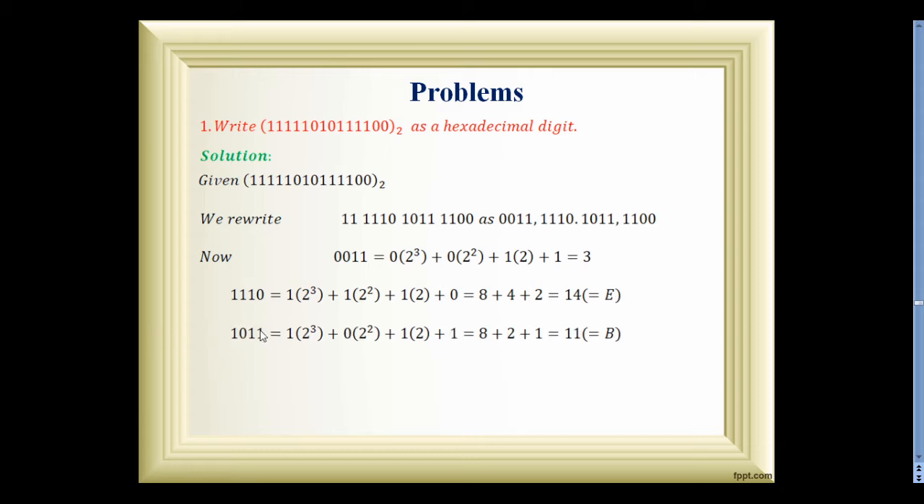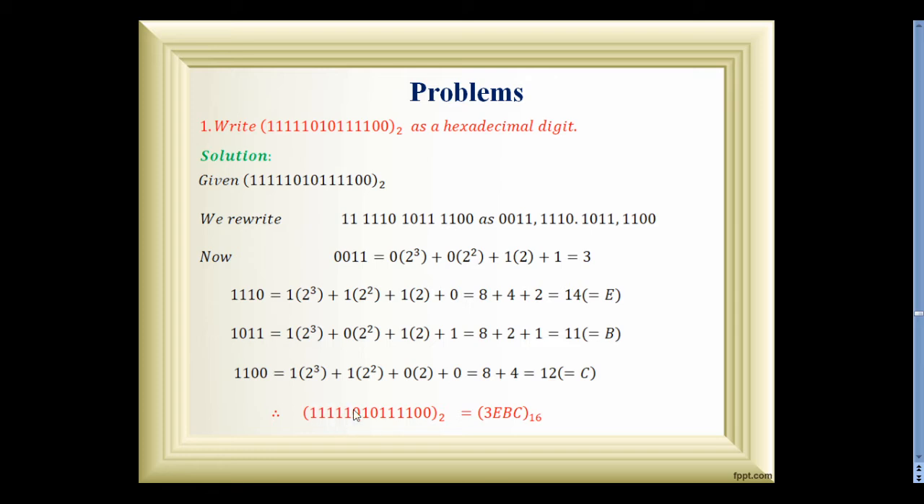Now 1, 0, 1, 1. 1 into 2 cube. In the same way you expand it in 2 powers. Finally on adding we get 11, which is nothing but B. Then 1, 1, 0, 0. This is 1 into 2 cube plus 1 into 2 square, 0 into 2 and 0. Adding, we get 12. We name it as C.